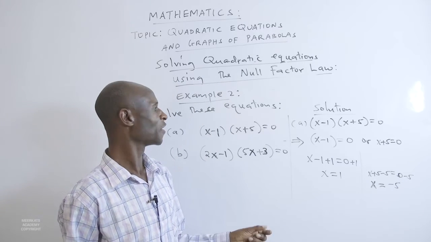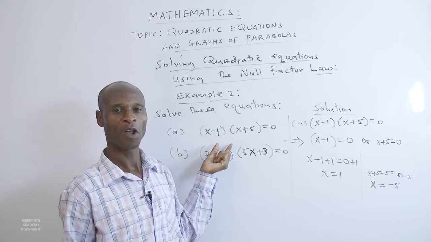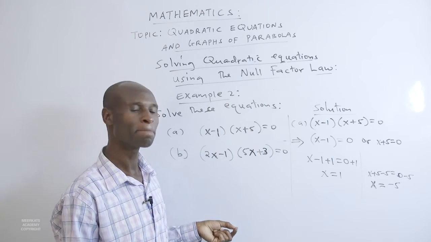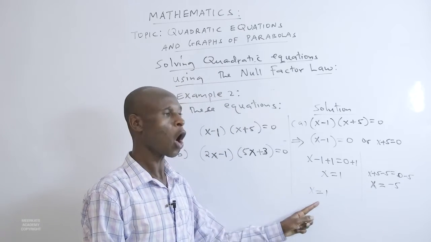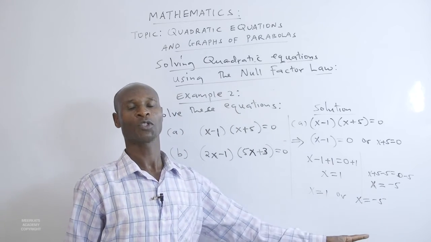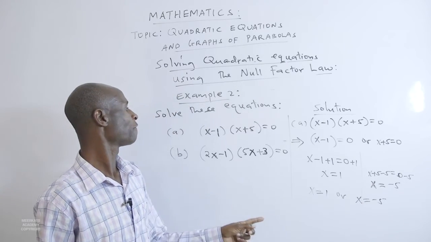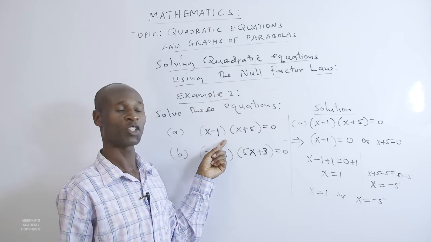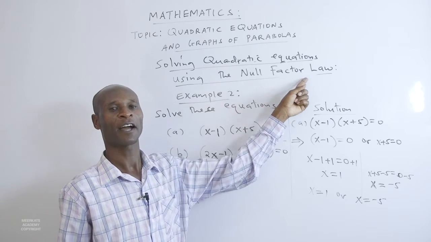Therefore, we can say the solution using the null factor law for x minus 1, x plus 5 is equal to 0 will be x is equal to 1, or x is equal to negative 5. So the two are the solutions for these particular linear factors, x minus 1, x plus 5 equal to 0 using null factor law.